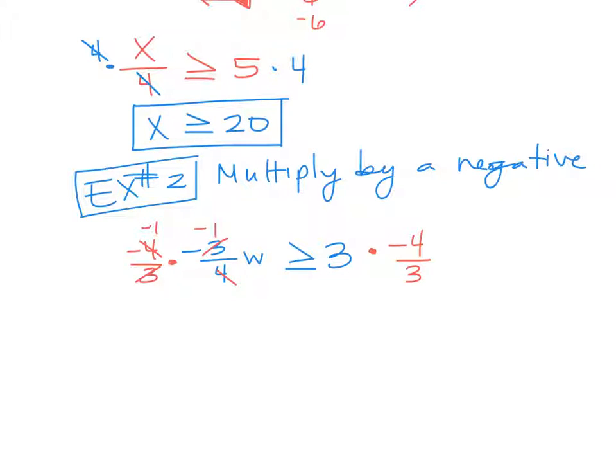-3/3 is -1, and -1 times -1 is 1, right? So I'm left with just W over here, okay? On the other side, this is like 3/1. 3 and 3 cancel each other out, and we're left with what number? -4. Okay, but now here's the thing that people forget about and then get the wrong answer on.